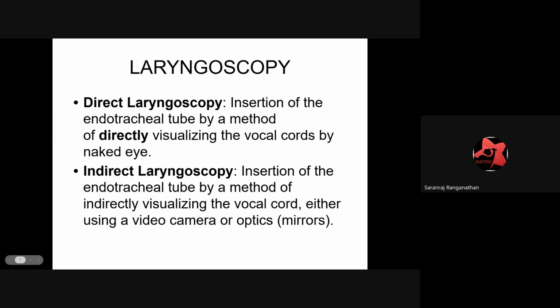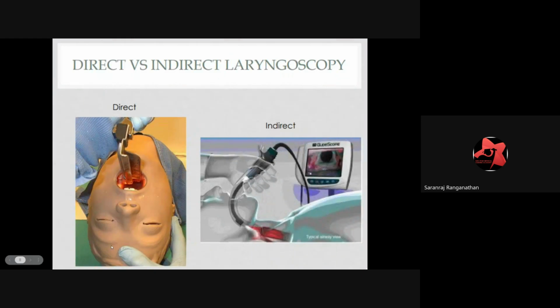Then the next concept is laryngoscopy. Laryngoscopy has types. The first one is direct laryngoscopy, and another one is indirect laryngoscopy. We can see this image, direct and indirect. Direct means by using this equipment, they open the mouth and directly visualize the larynx with the naked eye. But indirect visualization means by using these instruments and scopes, they can see the larynx on the screen of a computer-assisted system.